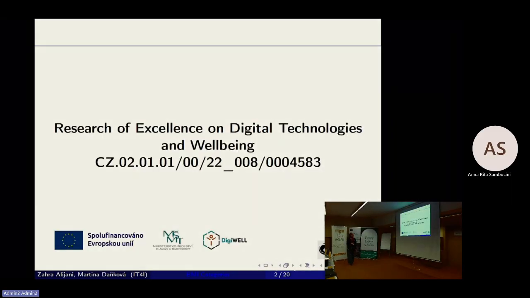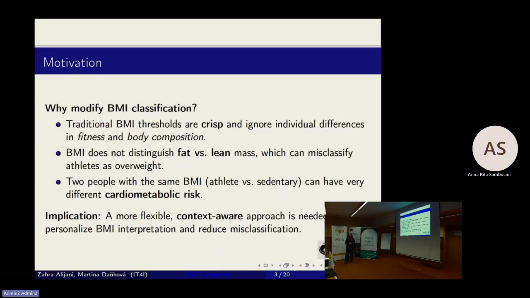This is financed by the Research of Excellence on Digital Technologies and Wellbeing, which is co-financed by the European Union, and it is supposed to bridge digital technologies to well-being. What is the motivation behind the study? We were studying the data for quite a long time.